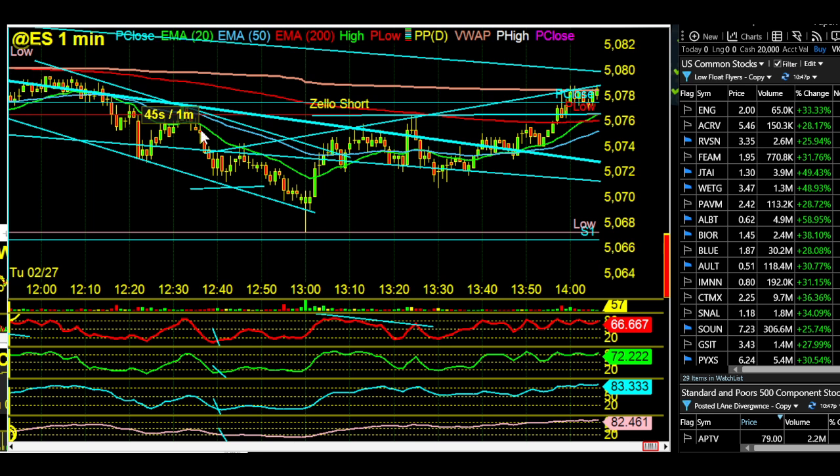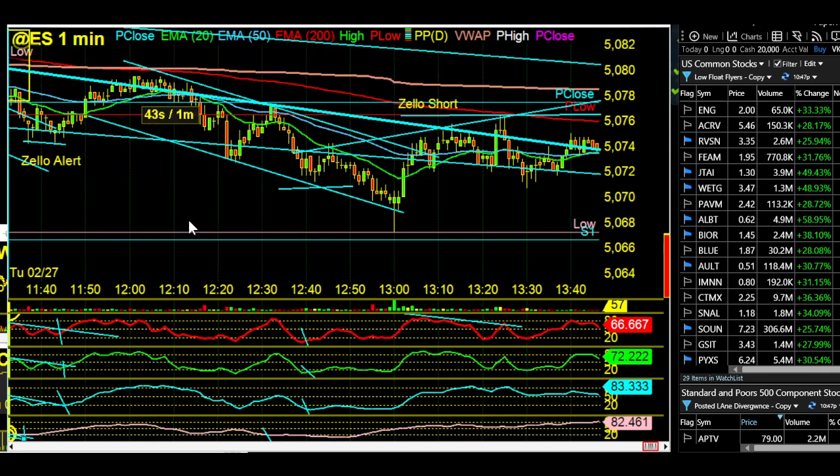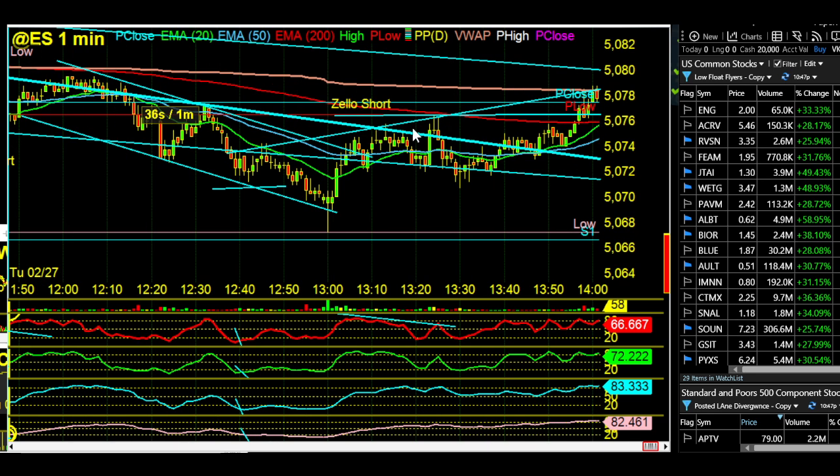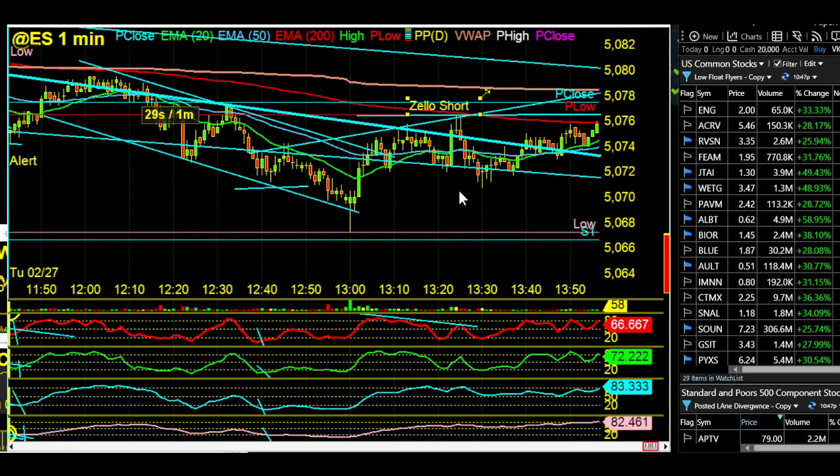So you could hear that, excellent setups today with a nice little coiled stochastic here, quad coil we call that, and then we had a sell divergence right here between this high and this high. That was a Zello short right there, and a fast little pullback, and we took profits on that.